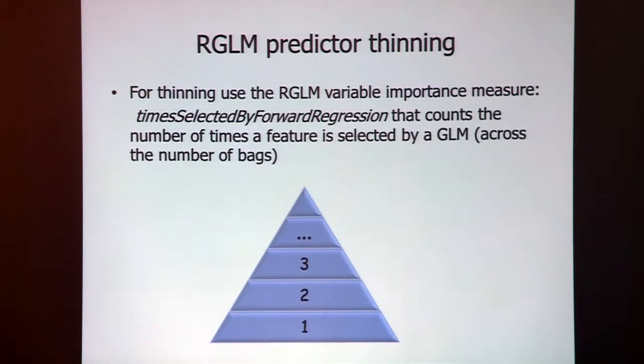And so we used a threshold with a very long name, time selected by forward regression. Guess what it measures: the number of times a gene was selected by forward regression in these, let's say, 500 models. And as I said, you can then choose a threshold and say, I want to remove all genes that were selected 2 times or less.